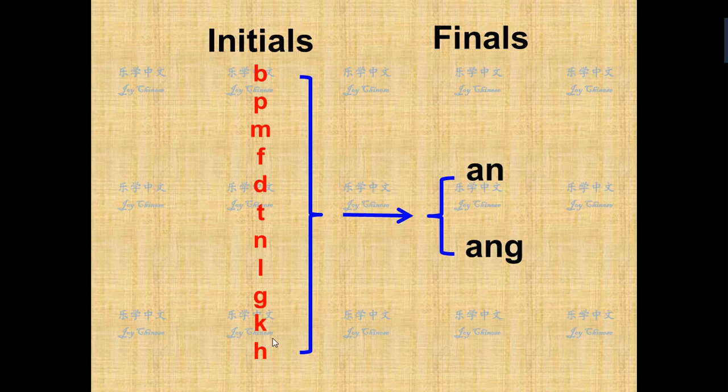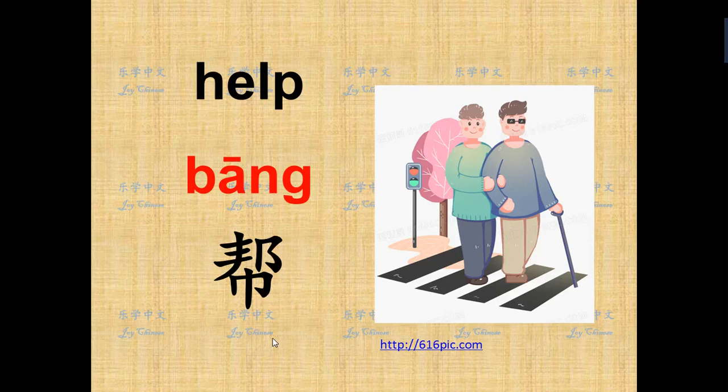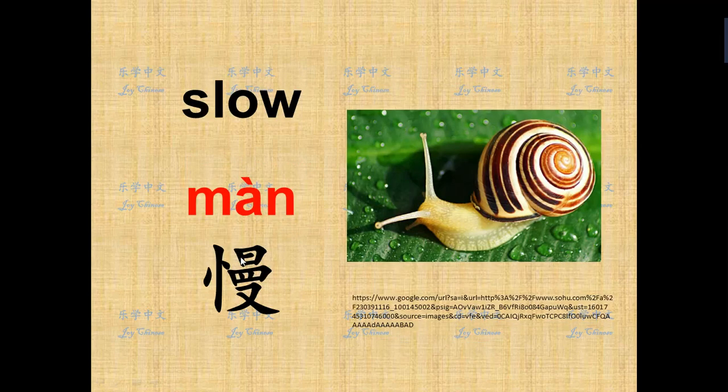Here I will pick up several important characters or words for you to learn. The first one is bo, ang, bang. Here it means help. When you want to ask for help or you want to help somebody, you say 帮助. The next one, mo, an, man, means slow. You walk slow, you talk slow, man.